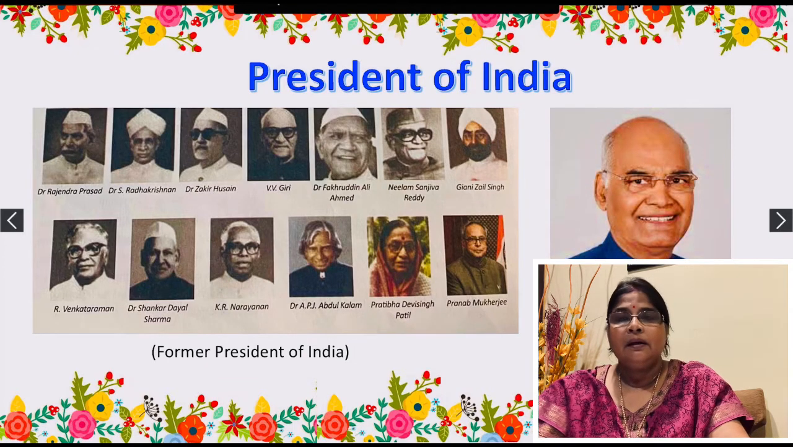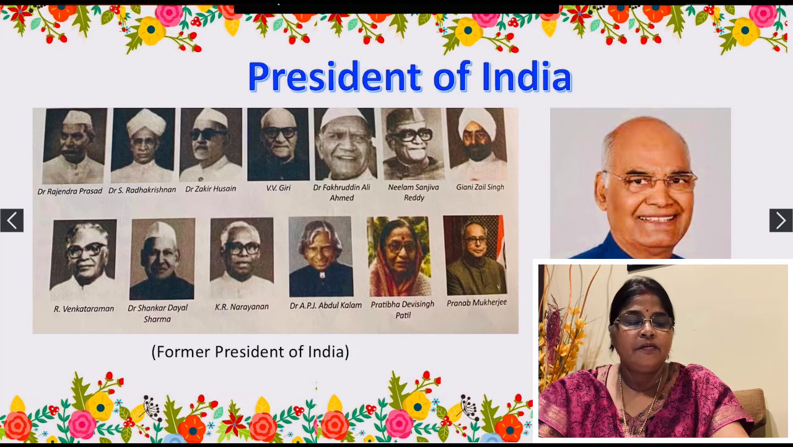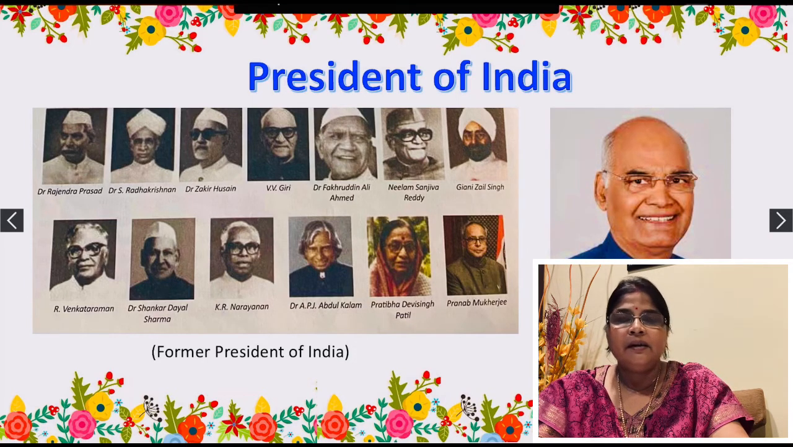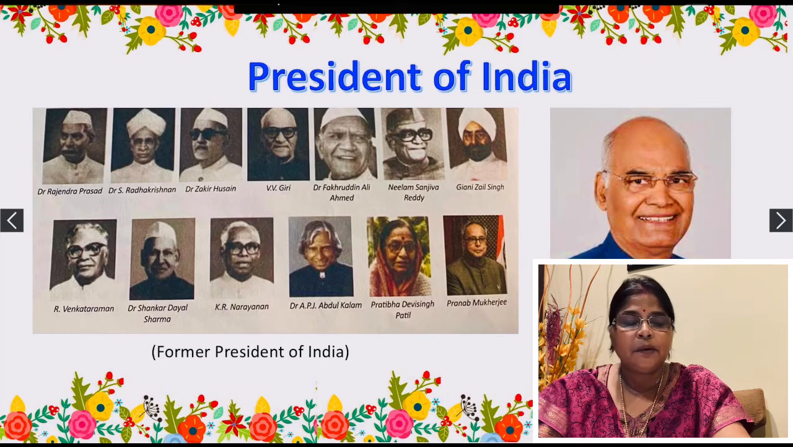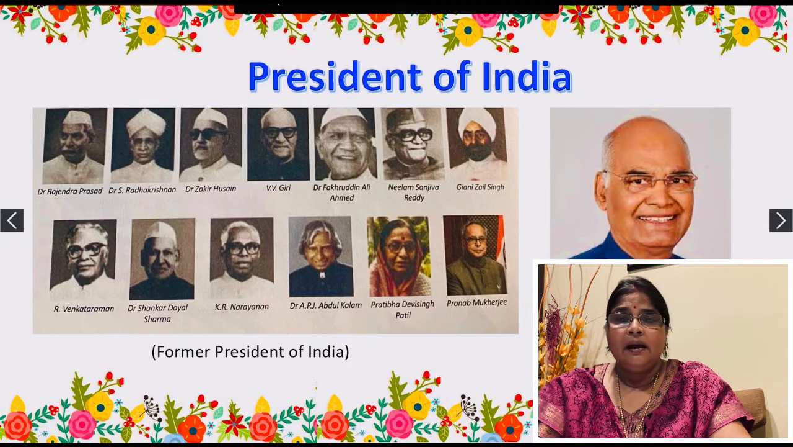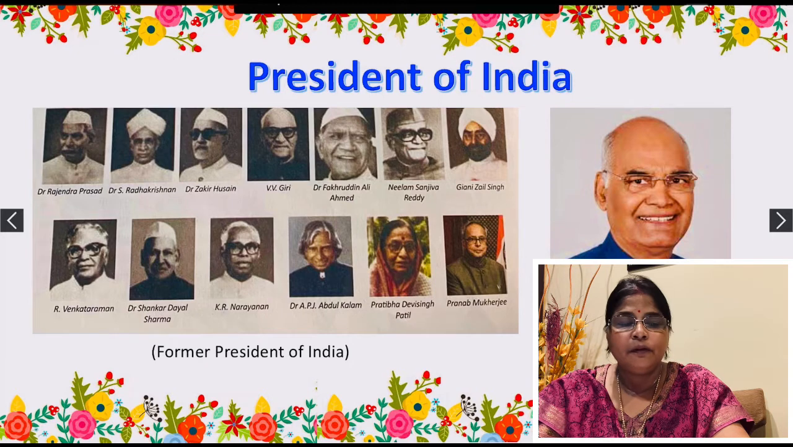Financial power. The President announces the annual budget before the joint sitting every year. All money bills are introduced in the House only on the recommendation of the President. That means, first of all, it needs the recommendation of the President, then it will be introduced in the House. The contingency fund is at the disposal of the President, which enables the President to advance money in case of unforeseen expenditure. Judicial power, or the legal power, that's over.